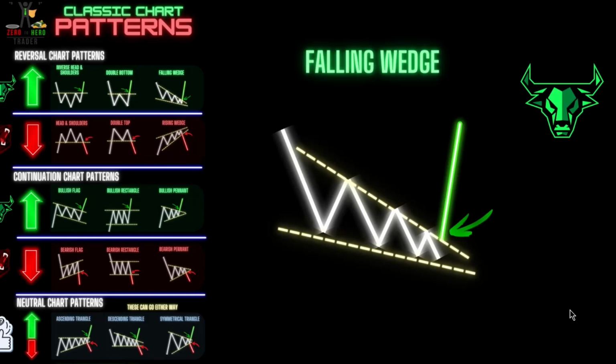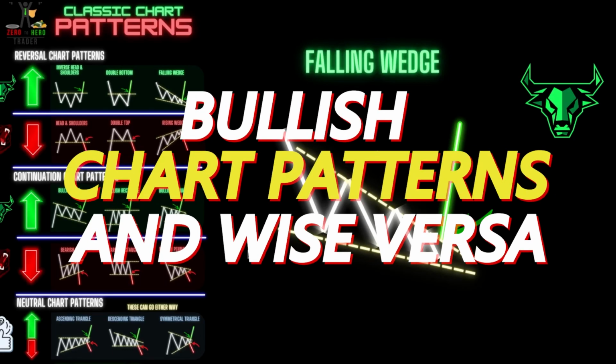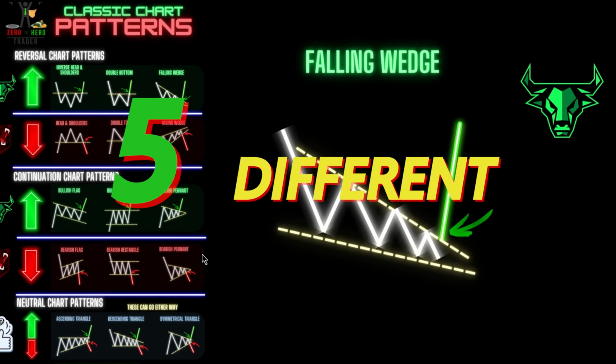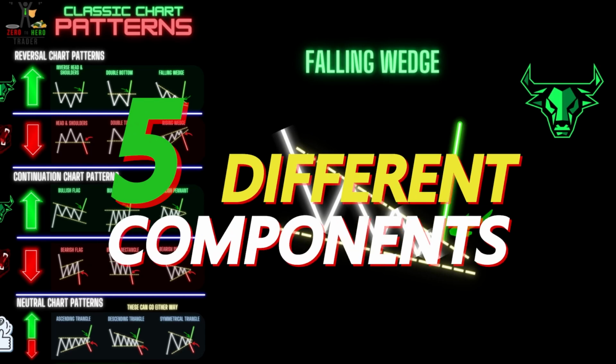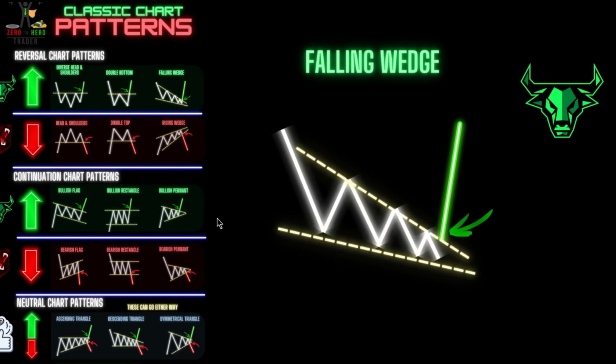Okay guys, the Falling Wedge is a bullish reversal chart pattern, and we're going to have 5 different components that make up this pattern. So let's get into it. The first component is going to be a downtrend. All right, this is going to need to be in a downtrend first. That's going to be our component number 1.